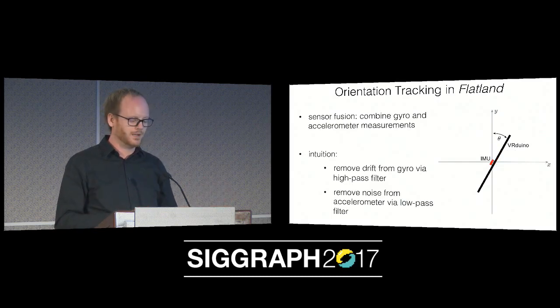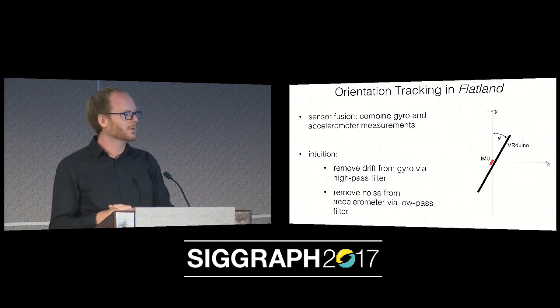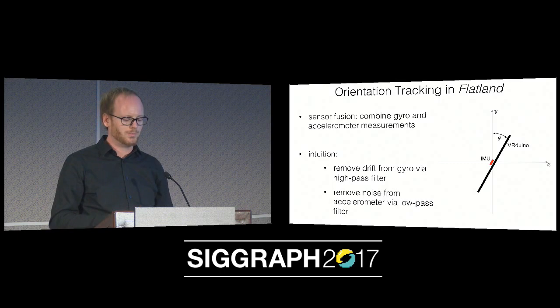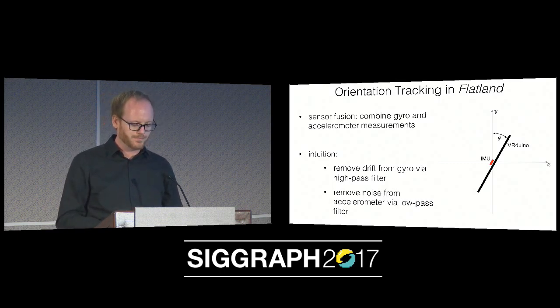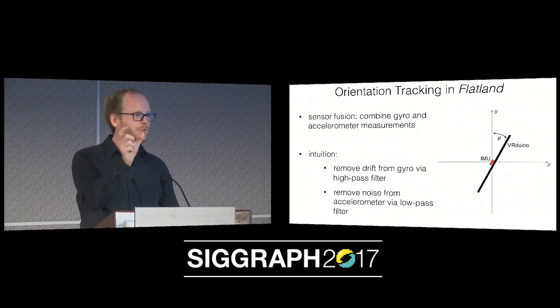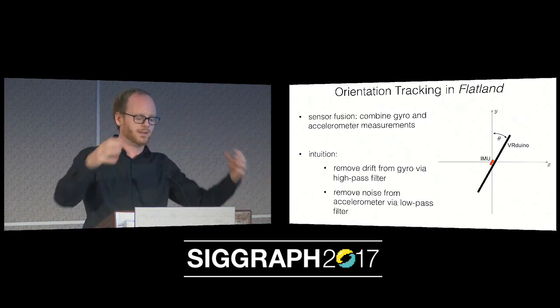So now the biggest problem is going to be noise from the measurements, and the idea for the sensor fusion is now that the accelerometer values are going to be noisy, the gyro measurements are going to be drifting away. So we want to apply a high-pass filter to the gyro to keep the short-term information. We want to apply a low-pass filter to the accelerometer to filter out the noise, and then we want to combine these measurements.